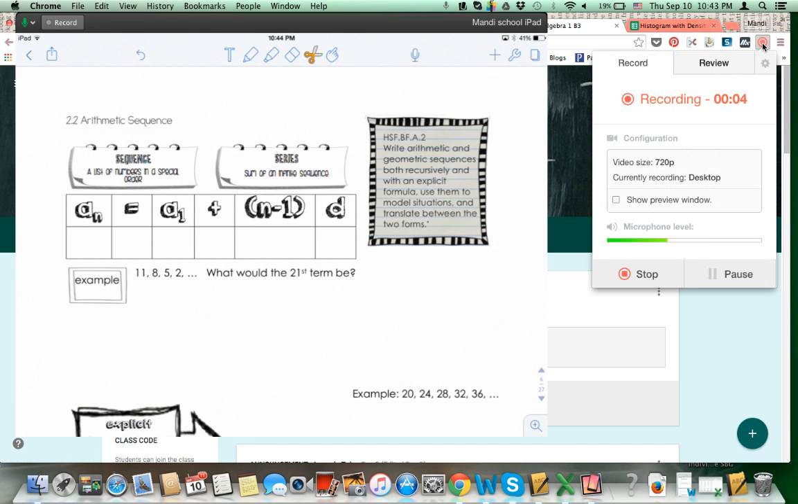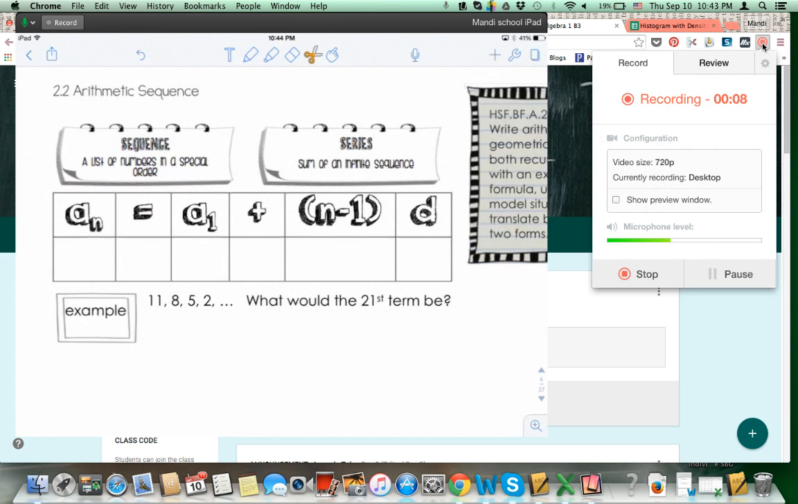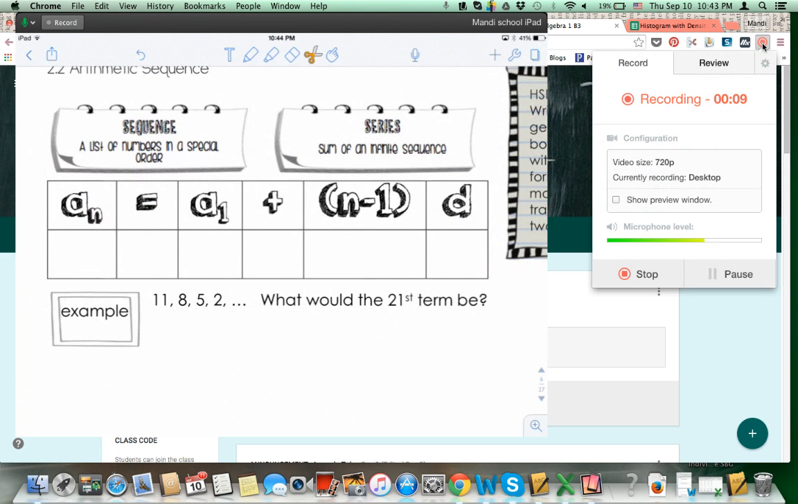Okay, this is 2.2 arithmetic sequence. Of the definition of sequence and series here, we're really only going to focus on sequence in our lessons in Algebra 1. And a sequence is just a list of numbers in a special order. So if you look at this list that I have down here, they're in descending order. It looks like we may be subtracting the same amount every time, so that's what makes that a sequence.